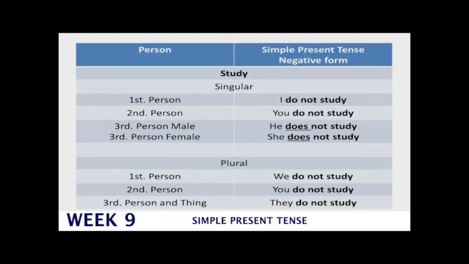And then for the plural forms in the simple present tense negative, I would say for the first person, we do not study. In the second person, you do not study. And in the third person and thing, they do not study.